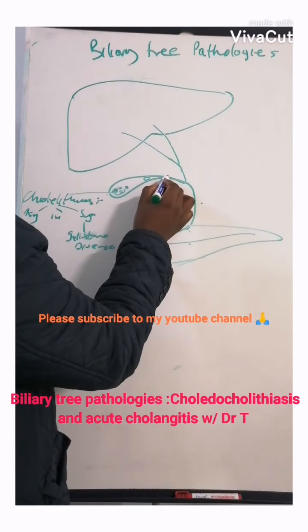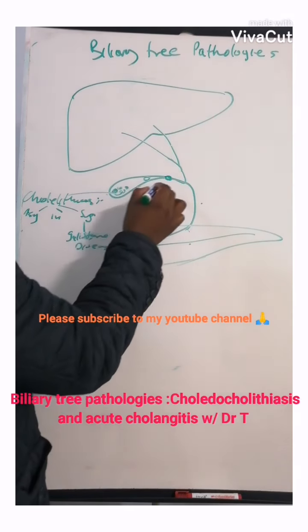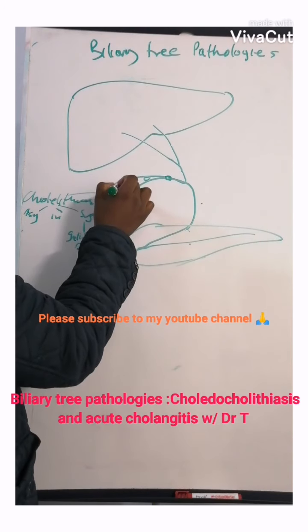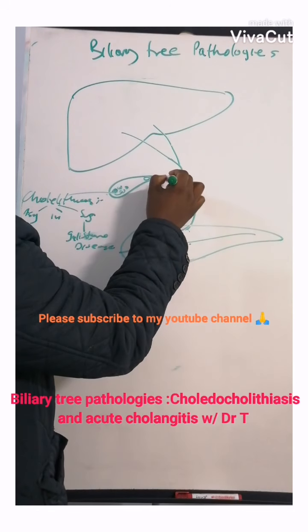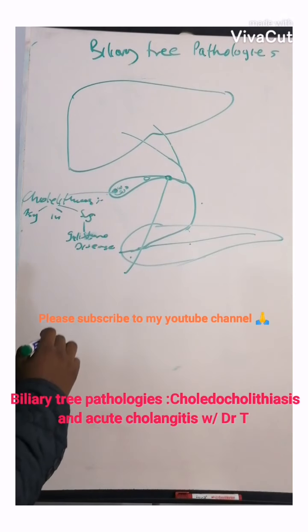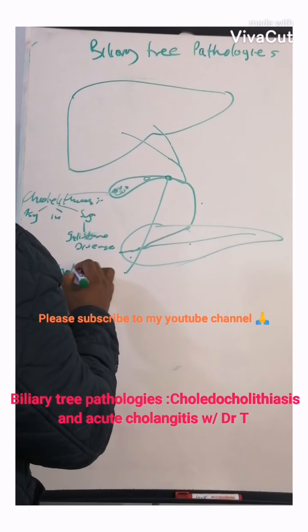But if the stone comes and sits here, this stone cannot come back and rejoin the other stones. It's stuck there. Then this patient will develop, because of, go and watch again the cholecystitis video. So the patient will get cholecystitis.